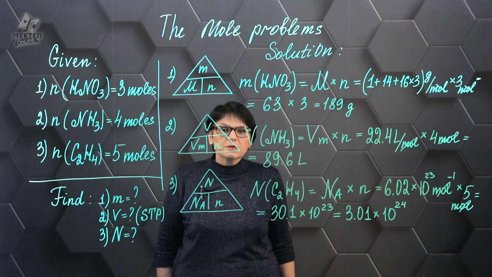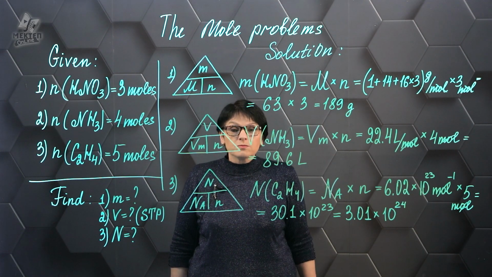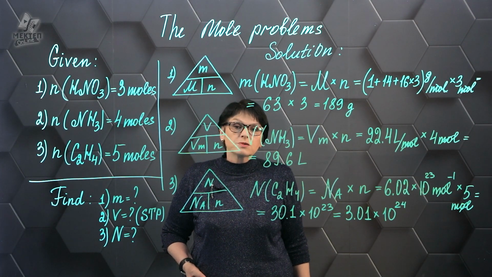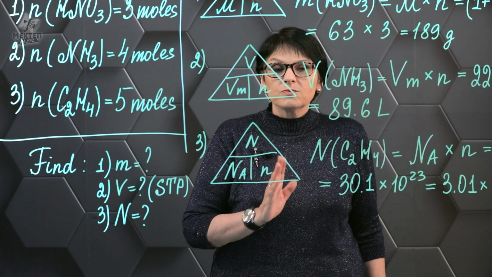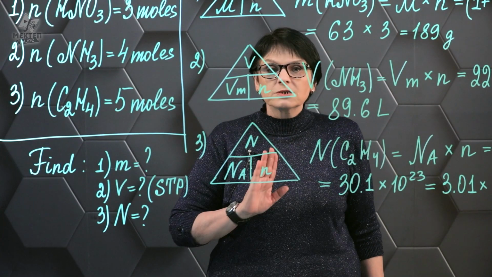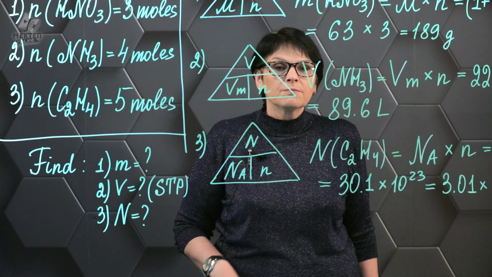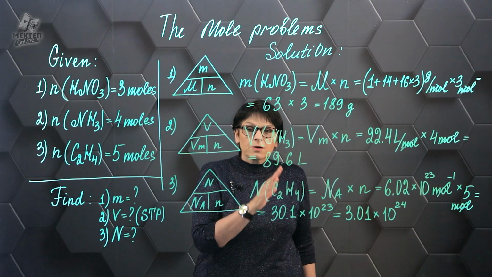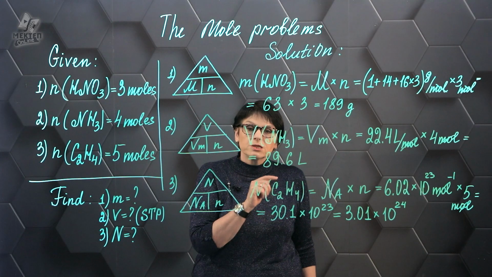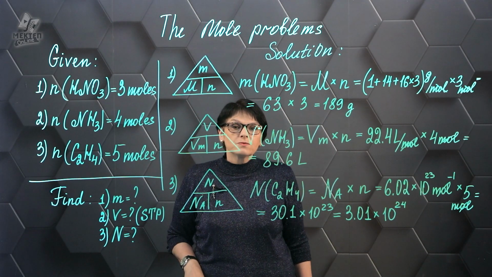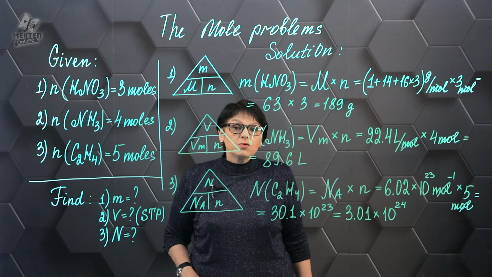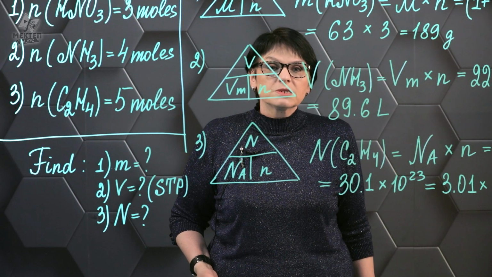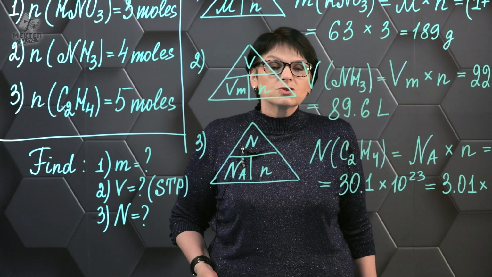And so, summarizing our calculations, in order for you to cope with problems using the concept of quantity of matter, you should know well, first of all, how each of the quantities is labeled, so that you don't confuse that mass is a small letter m, molar mass is a big letter M, volume is a big letter V. Besides, you should know well the constant values used in chemistry calculations: the molar volume, the volume at normal conditions, and also the Avogadro number.